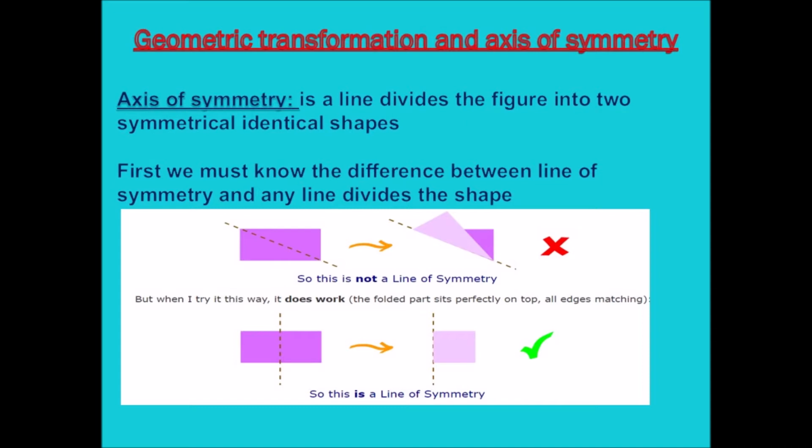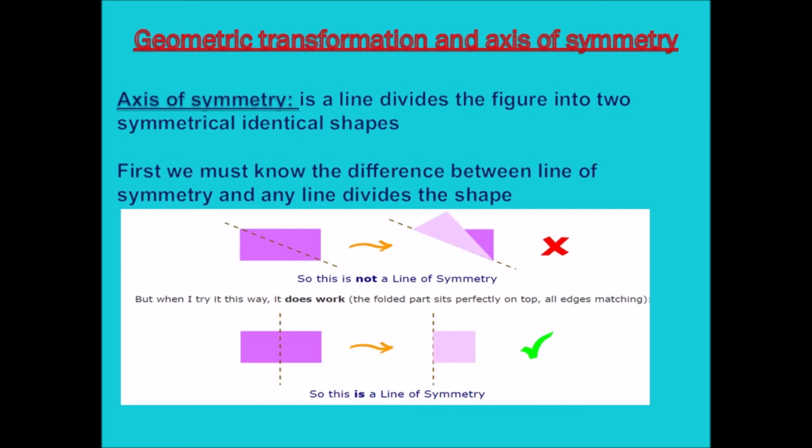Today we are going to take a new lesson in geometry, which is geometric transformation and axis of symmetry. Let's start with the axis of symmetry. What is meant by axis of symmetry? Axis of symmetry is a line that I can draw in any figure, and this line will divide the figure into two symmetric identical parts.